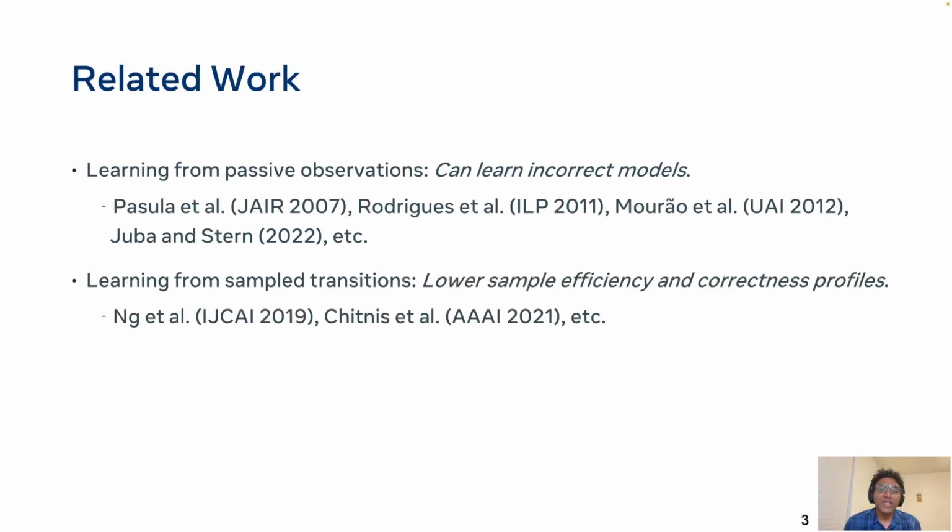There are a class of methods that learn symbolic models by sampling transitions using some predetermined sampling strategy. These methods try to overcome the limitations of passive observation-based learners by having some control over the process of collecting the samples. But then they can have lower sample efficiency, meaning they might need a large number of samples to learn the models. Or sometimes they can fail to capture some of the transitions depending on their sampling strategy.